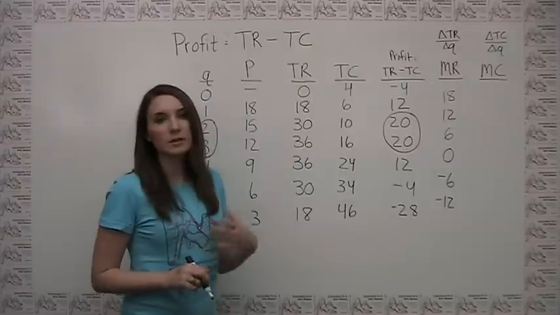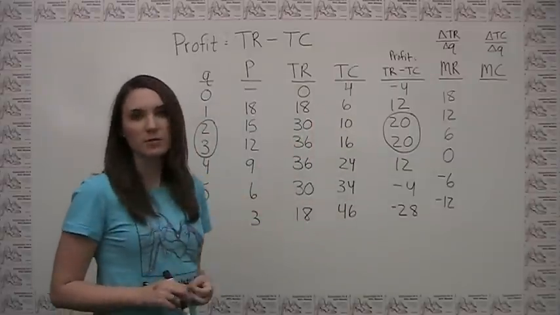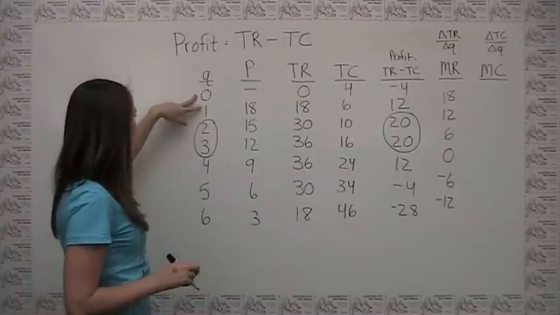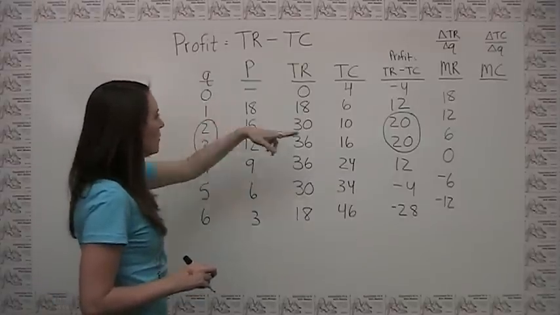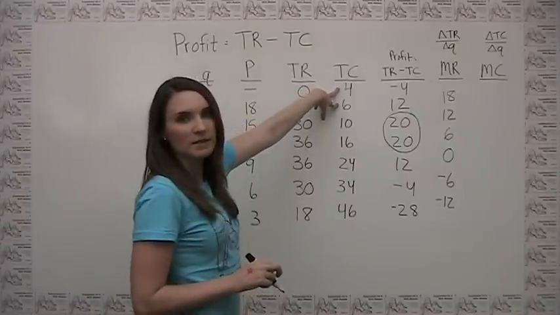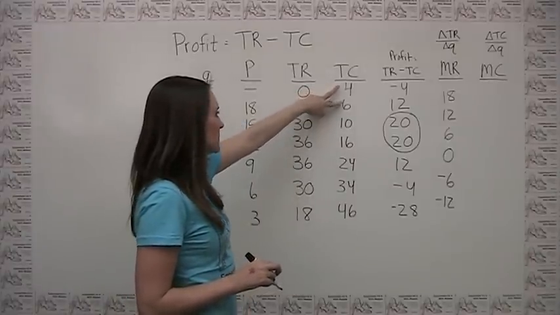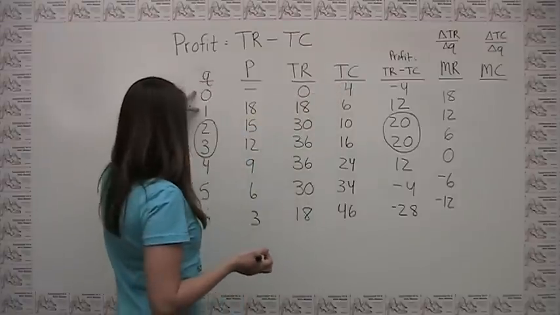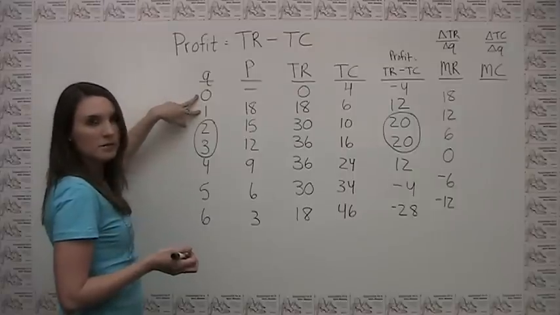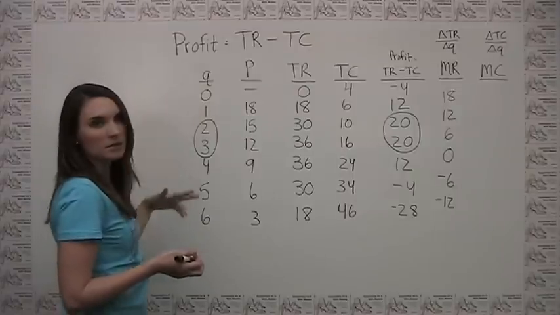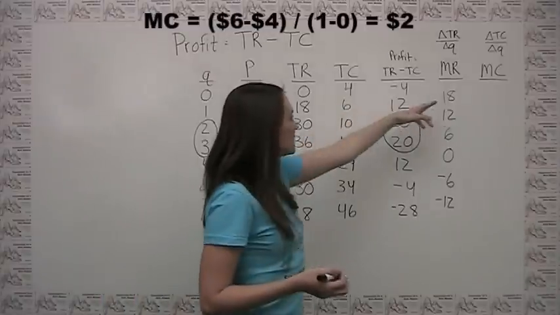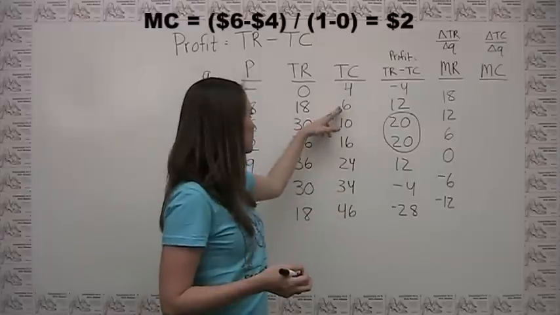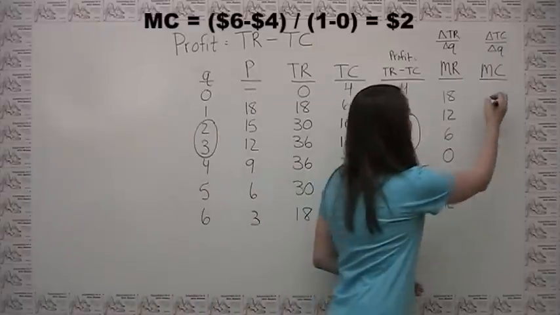In a similar way, we could go through and calculate marginal cost for each quantity of output. So the marginal cost incurred in going from a production of 0 to a production of 1, well, our total cost just goes from 4 to 6, for an increase of 6 minus 4, or 2. And our change in quantity, well, we just went from 0 to 1, so that's a change of 1 minus 0, which is 1. So in this case, our marginal cost is just this increase of 2 divided by 1, which is 2.